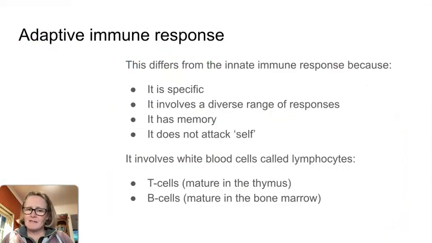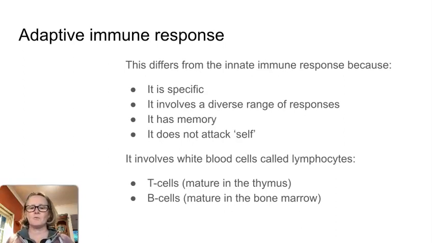So when we're thinking about the adaptive immune response, we're thinking about certain things that are different from what we've met so far. It is very specific to the shape that's invaded our body. It involves a whole diverse range of responses. So you've already seen it's got antibodies as well as cells. It has memory. It can remember an attack, and it will not attack self. It does not attack your own body cells that should normally be there.